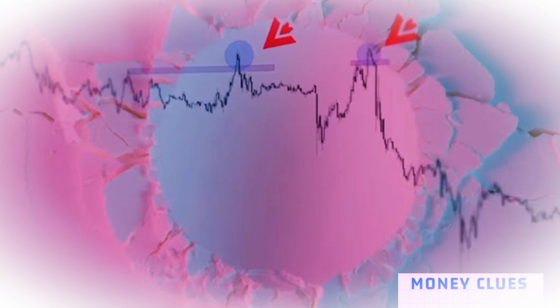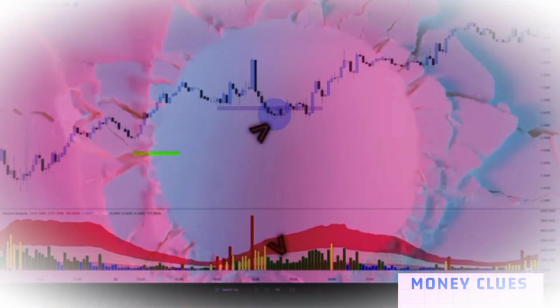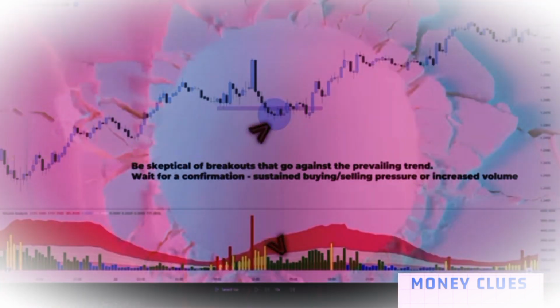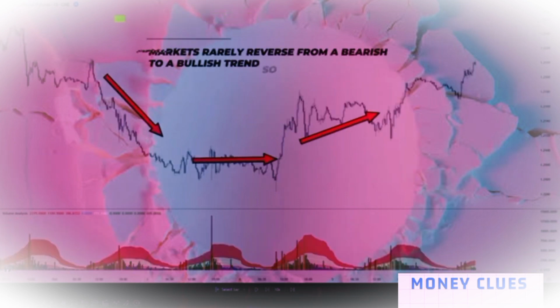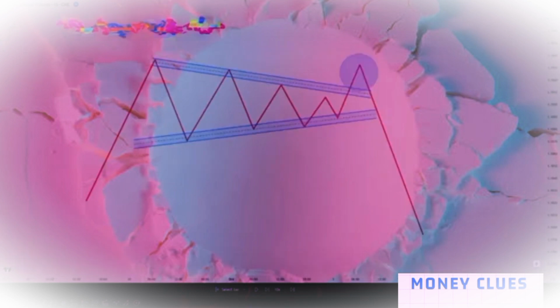To avoid falling into the change of character trap, be wary of breakouts that go against the prevailing trend. Wait for confirmation, such as sustained buying pressure and increased volume, before entering a trade. Markets seldom reverse smoothly from bearish to bullish, and if the breakout is legitimate, there will be opportunities to enter after the price retraces. Let's move on to the pattern failure trap.